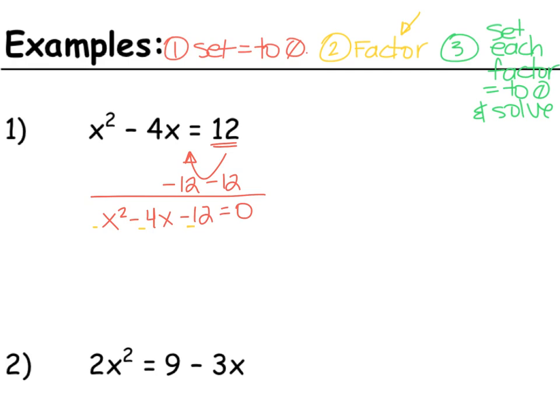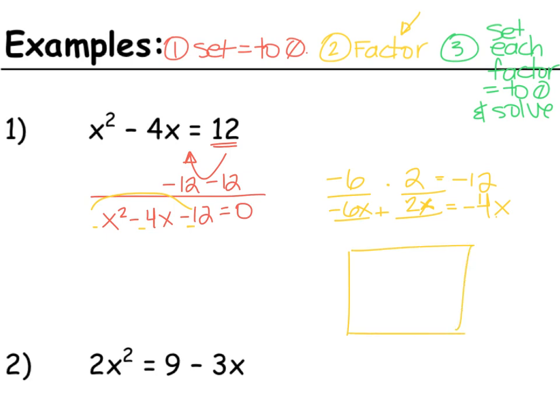So we'll set that up by finding our magic numbers that need to multiply to negative 12 and add to negative 4x. And those numbers are negative 6 and 2. Negative 6 and 2 multiply to negative 12. Negative 6x and 2x add to negative 4x. So I'll set up my box. My x squared goes first. My negative 12 goes last. And my magic numbers, negative 6x and 2x, go in those top right and bottom left boxes.